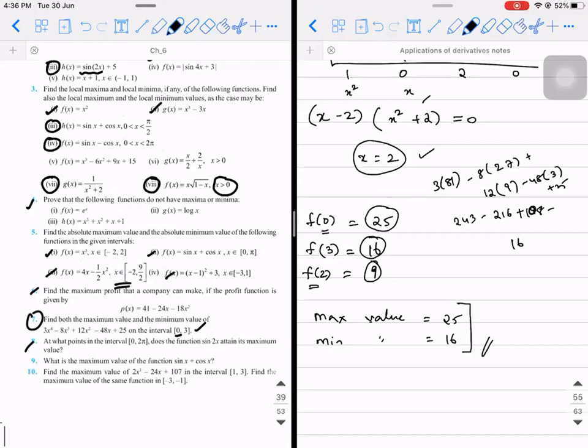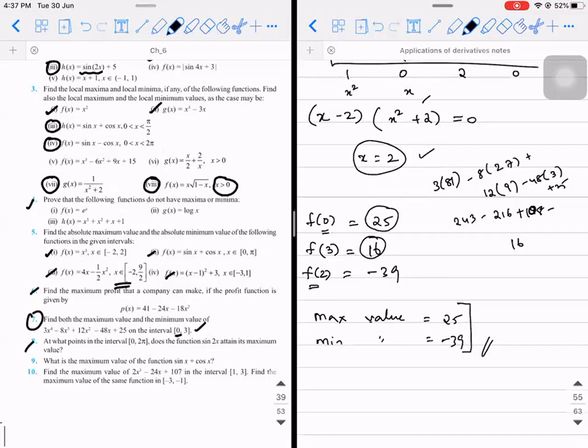Sir, it's minus 39. Minus 39, then that should be the answer. So the maximum value is 25. That's right. The minimum value is minus 39, attained at x equal to 2. So f of 2 is minus 39. That should have been the answer. So minus 39 will be the least value.